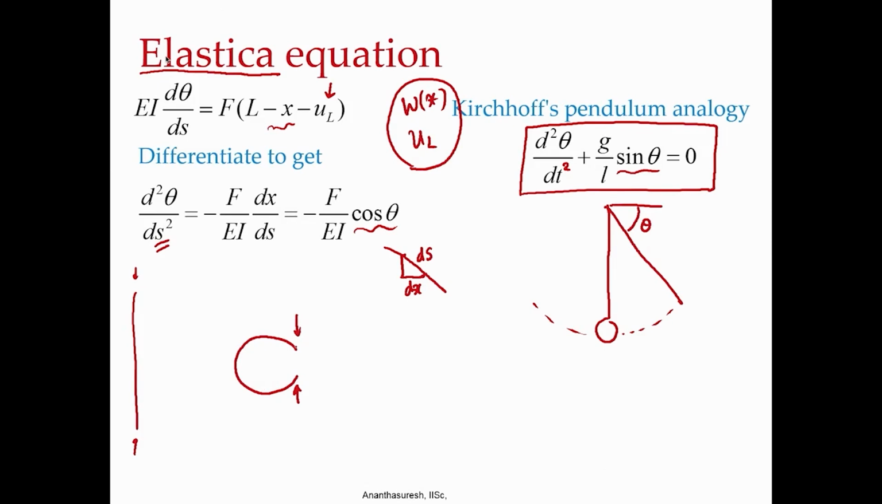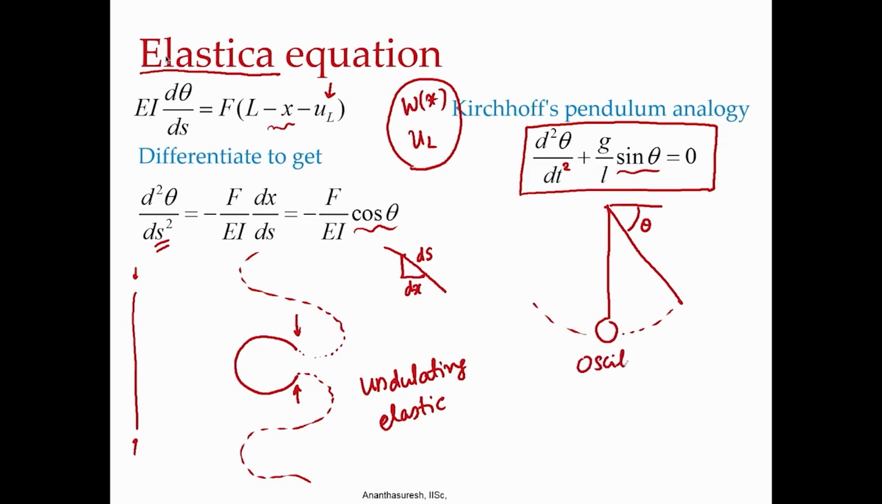If it buckles on both sides, it is going to become something like this, and if the beam were to be longer, it will actually go like this. So, this undulating elastica, that is what it is called. Elastica is the deformed profile of the beam. It is undulating, meaning oscillations, just like the oscillations of the pendulum that undergoes large traversal.